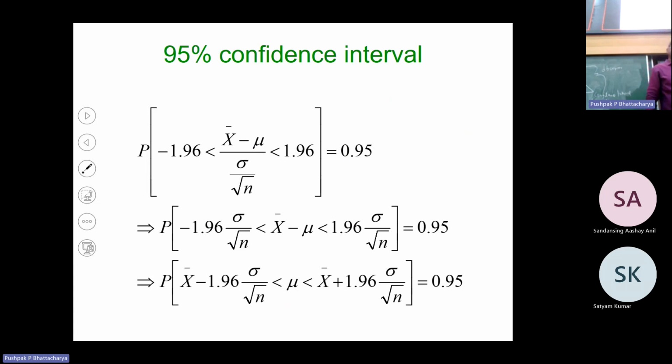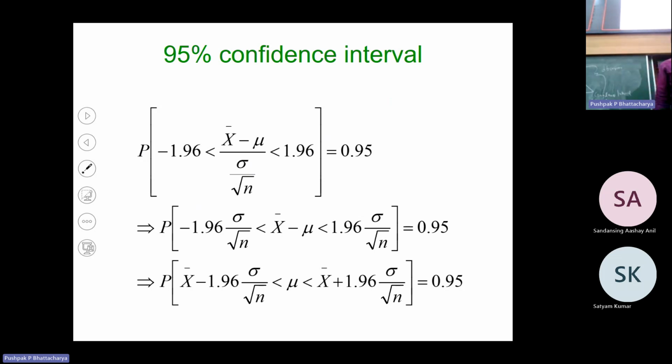Then now comes the important result which we use and which is very interesting. The probability of x bar minus mu divided by sigma by root n lying between -1.96 and 1.96 is 0.95. It has to be so, because of the property of the standard normal distribution.